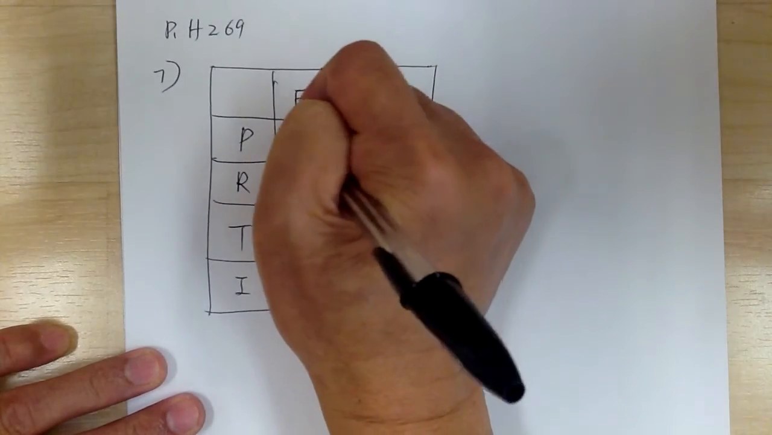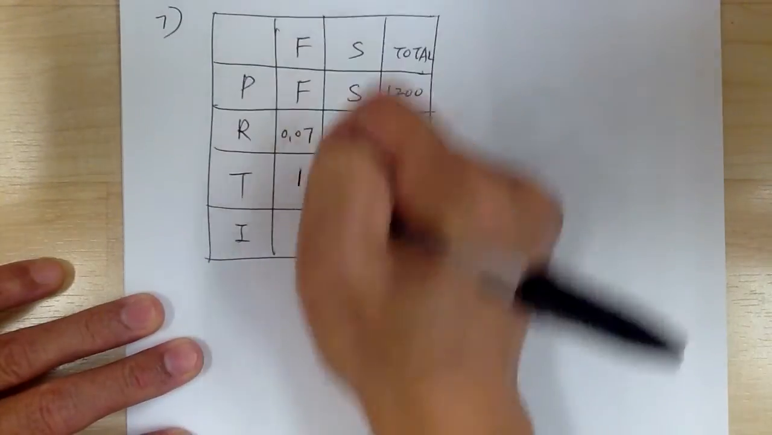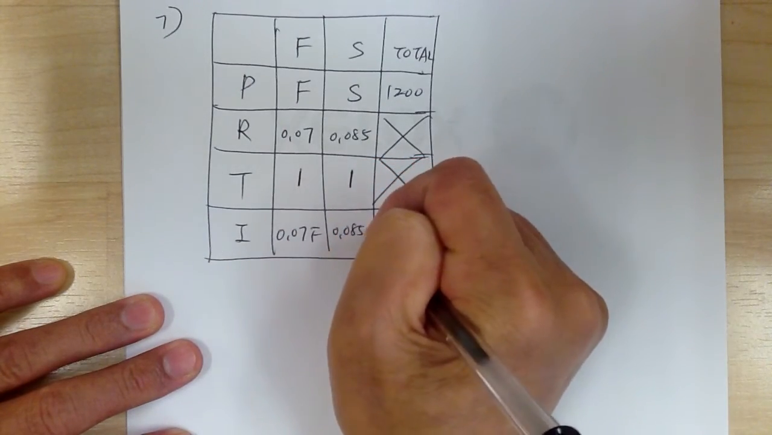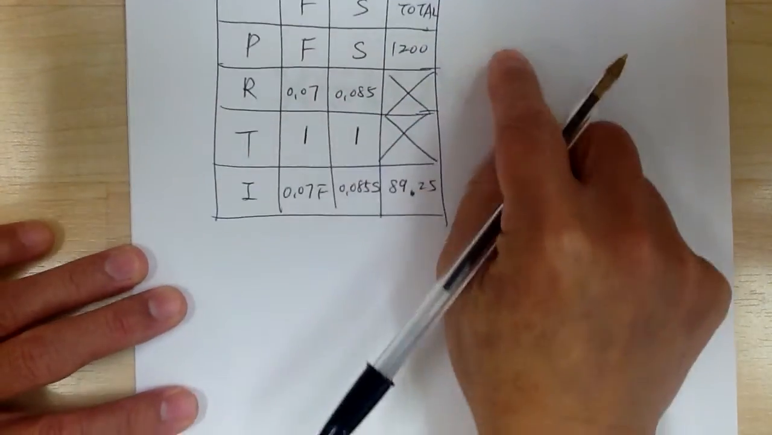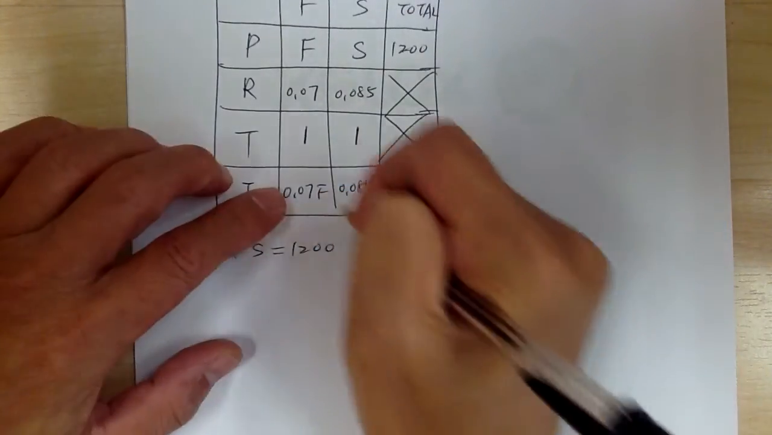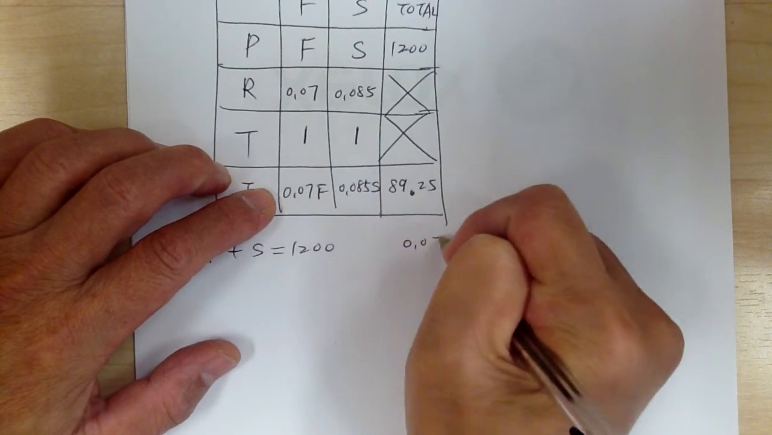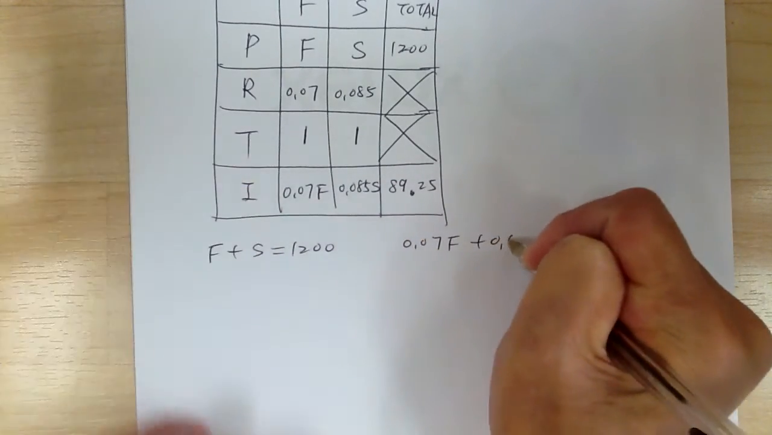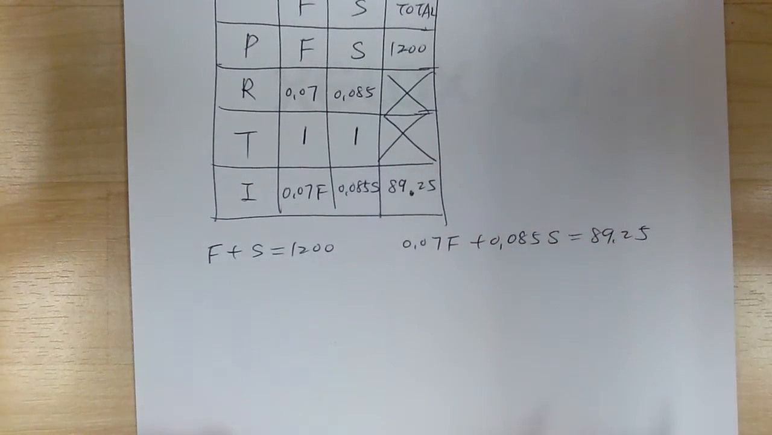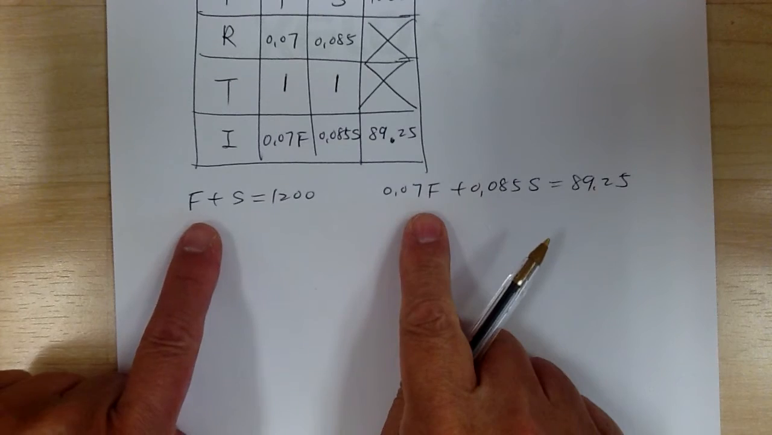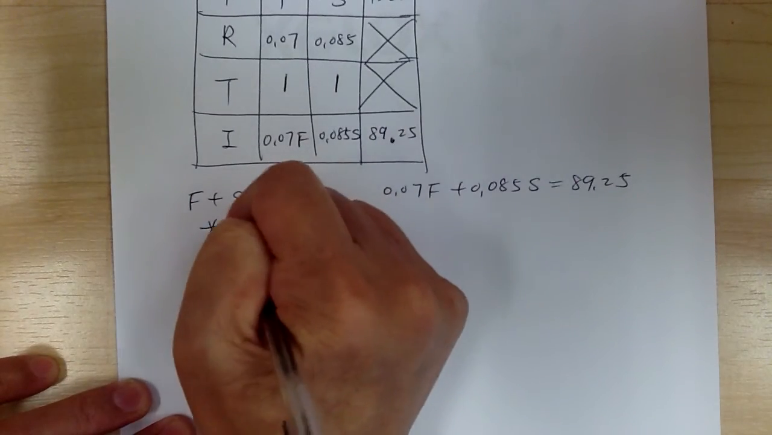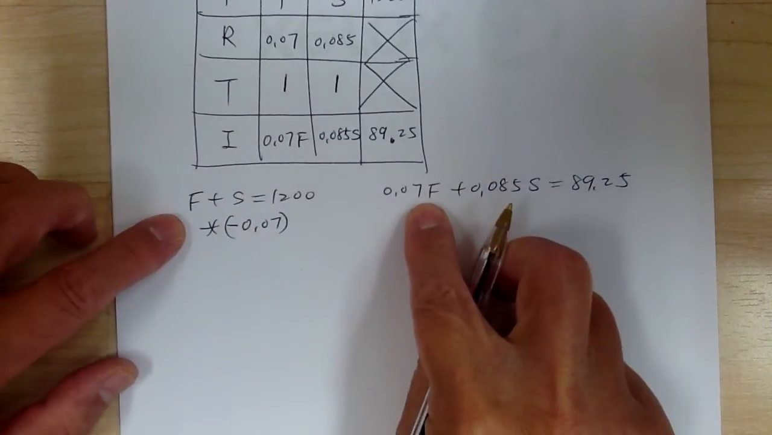Okay. How much did he borrow at each interest rate? Okay. So again, that's what he's looking for. So F, S, right? So multiply down, 0.07F, 0.085S. So write down your equation. F plus S equal to 1200. And this one, you get 0.07F plus 0.085S equal to 89.25. Okay, so that's going to make the F opposite because this is a lower number. So go ahead and multiply by negative 0.07 to make them opposite.